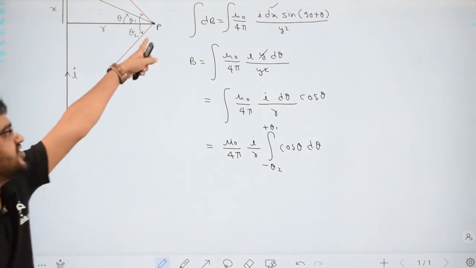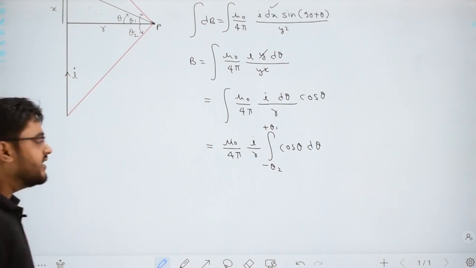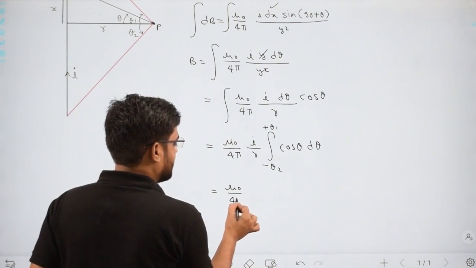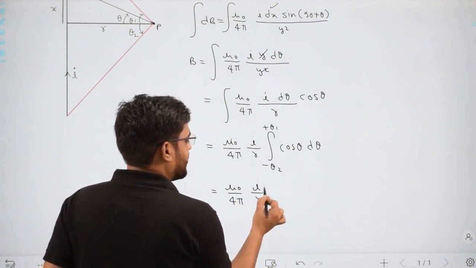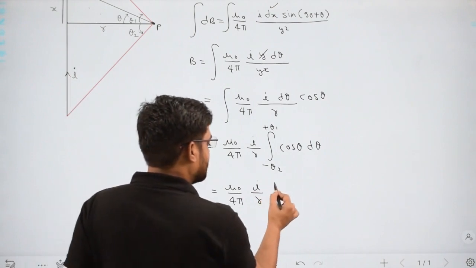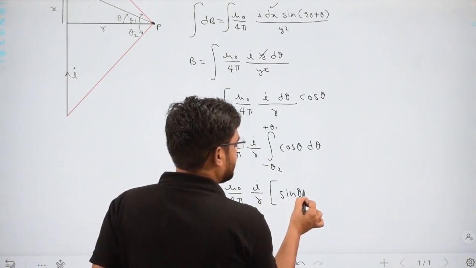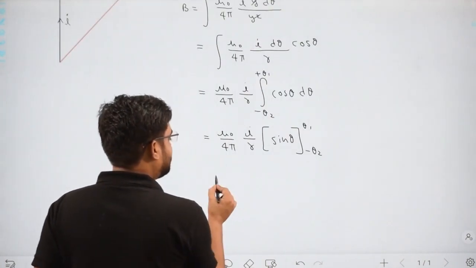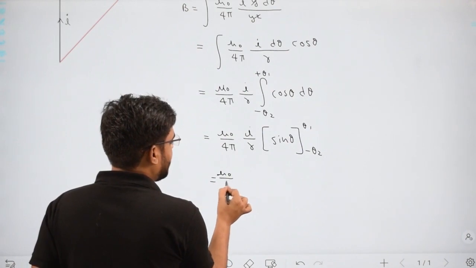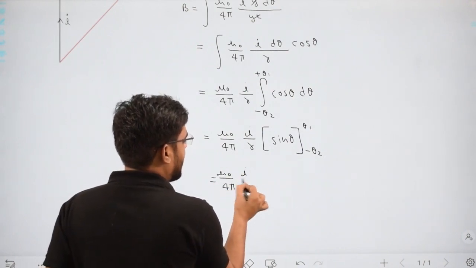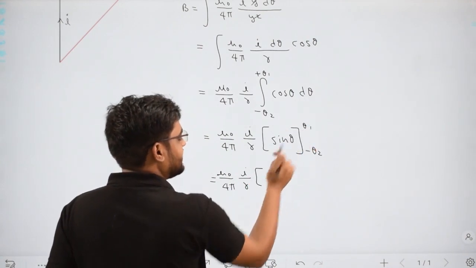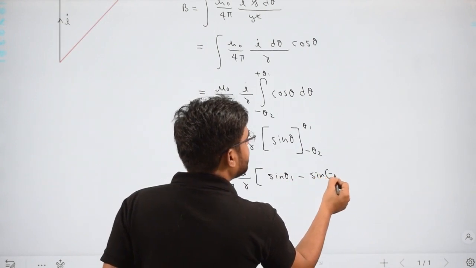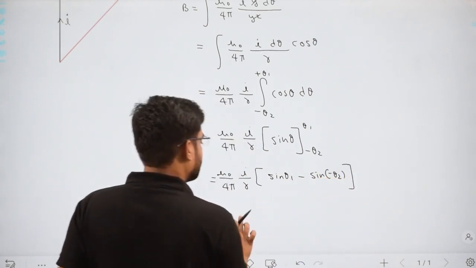What about the direction? Direction at point P is into the plane of the paper, which we will learn with another rule. So again, I am writing mu naught upon 4 pi I by r. What about the integration of cos theta? It is sin theta. So sin theta, limit is minus theta 2 to positive theta 1. And now put the limit: mu naught upon 4 pi I by r, and in the bracket we get sin theta 1 minus sine of minus theta 2. Now what is sine of minus theta? It is minus sine theta.